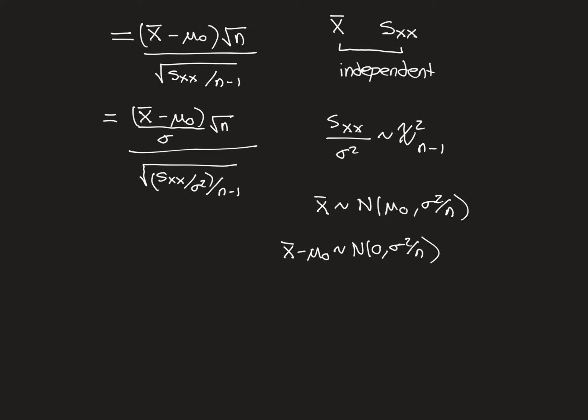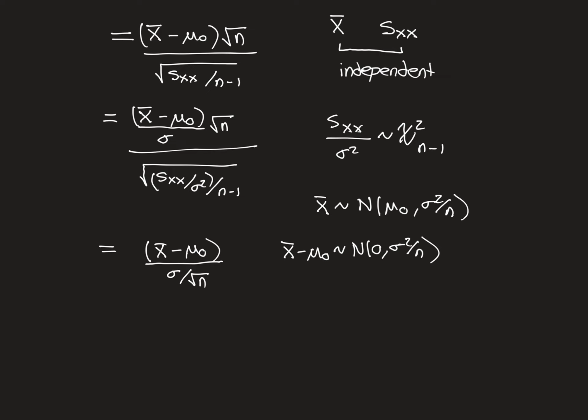We could rewrite this actually. We could rewrite it as x bar minus mu 0 over sigma divided through by the square root of n, because if you divide through by a fraction, you'd flip them and you'd get the same thing as this.